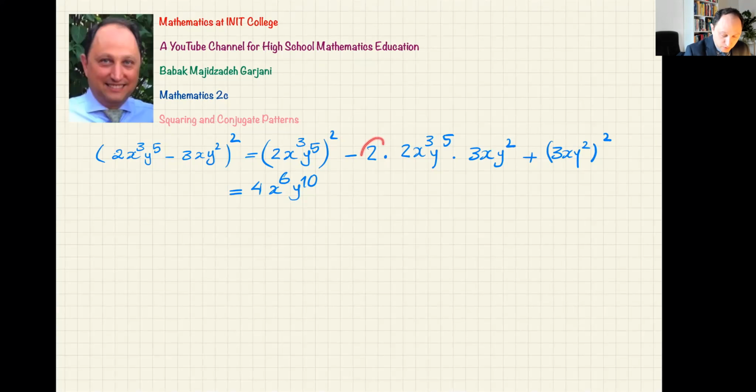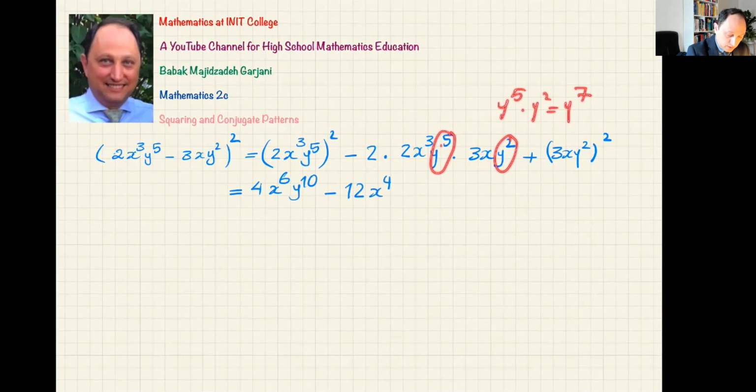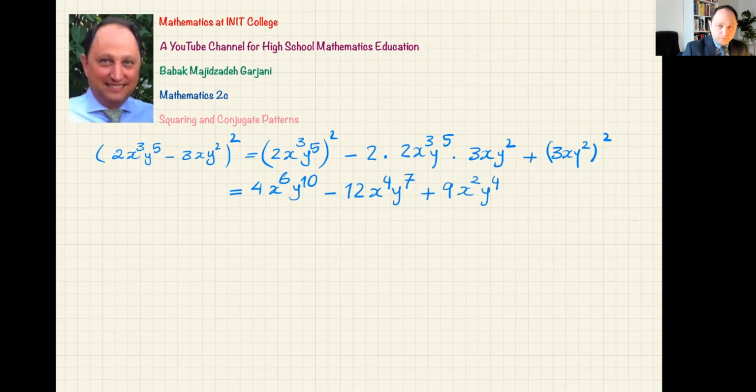But then here I have 2 times 2 times 3, which is again 12. I have a negative sign, so it becomes -12. And then I have x to the 3 here, another x here. If I multiply, because I'm multiplying them, it becomes x to the 4. Then I have y to the 5 here, y to the 2 here. If I multiply them, it becomes y to the 7. And then the next one, hopefully you understand that this is 9, x to the 2, but y to the 4.